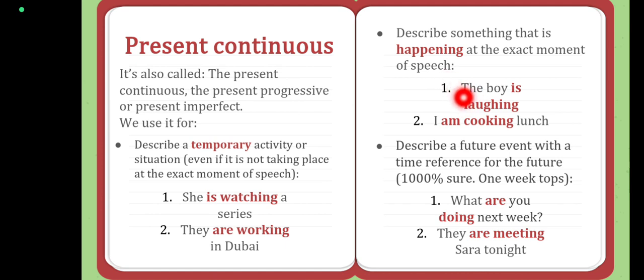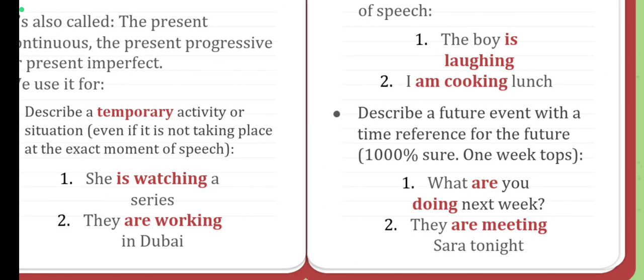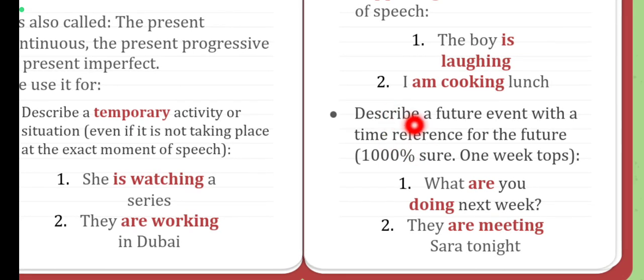So, the boy is laughing. It's happening at the exact moment, but this is temporary. He is not going to be laughing all day. Now, this is an important part. Temporary. Present continuous. Temporary. Now, we can also use this verbal tense for future events, but we need to add a time reference for the future, as in the other verbal tense.